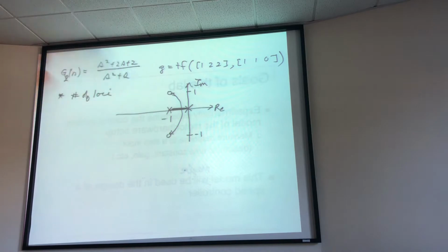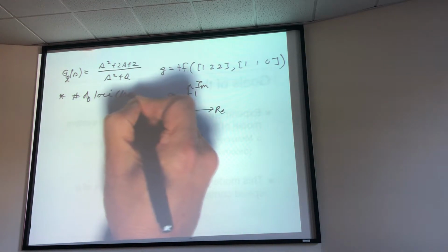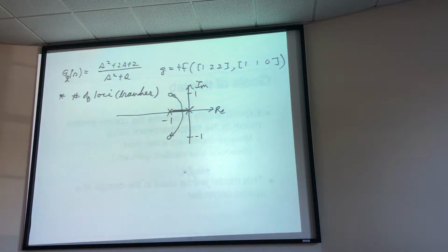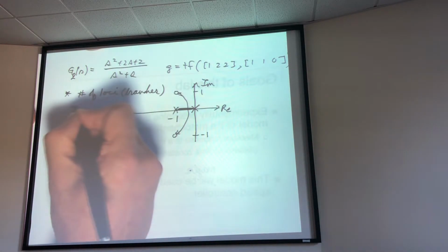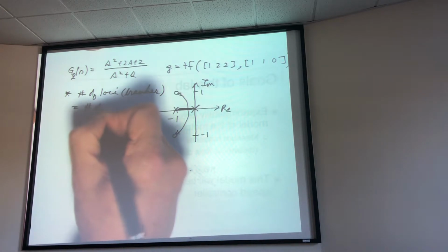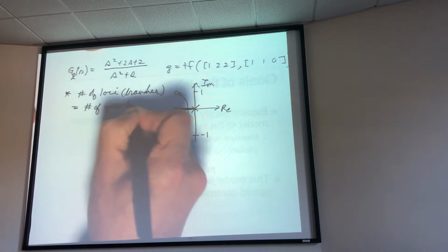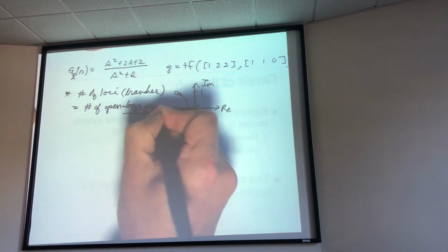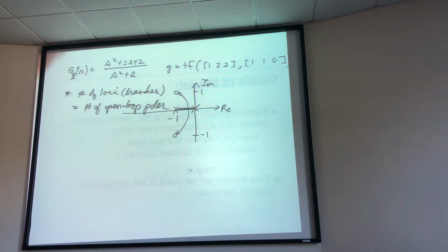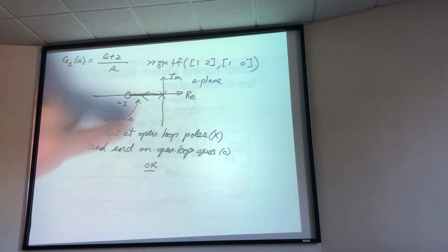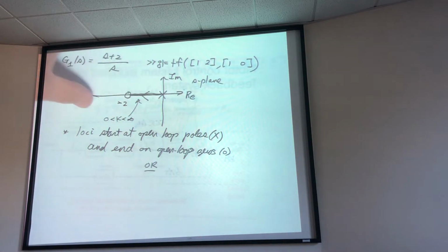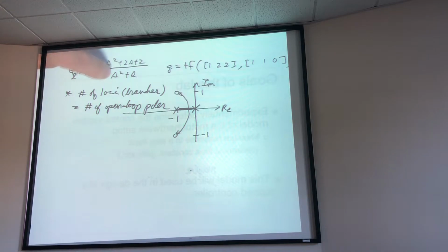how many branches are there? And the number of branches, I call them branches because they look like branches on a tree, but the textbooks will call it loci. The number of loci is equal to the number of open loop poles. Okay. This previous example number 1, first order system, only one branch, one locus. This system has second order, so there are 2 loci in the root locus.